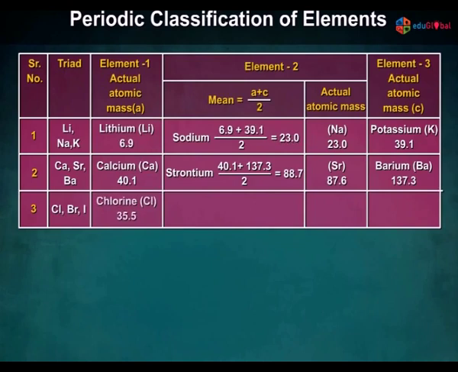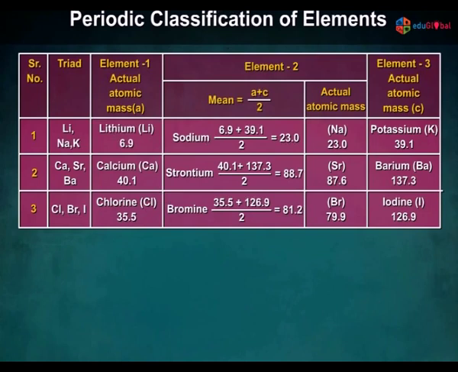3. Cl-Br-I. Chlorine Cl 35.5. Bromine Br: (35.5 + 126.9)/2 = 81.2, actual 79.9. Iodine I 126.9.